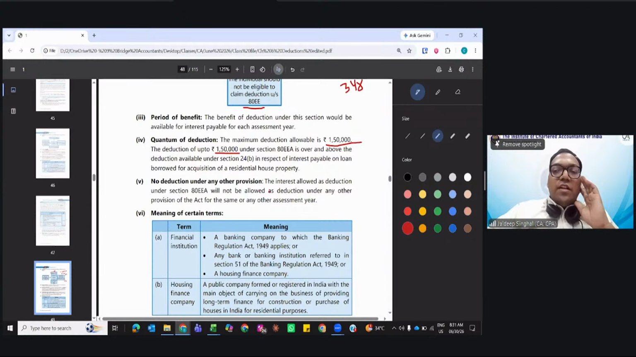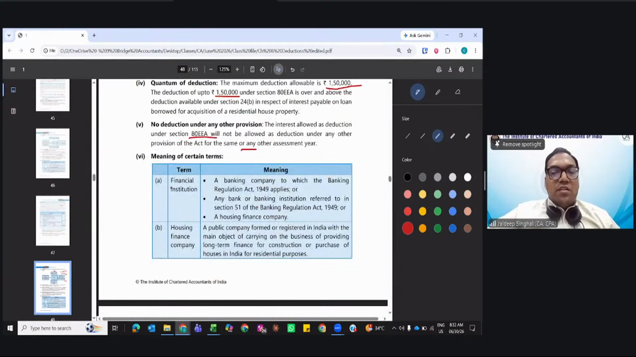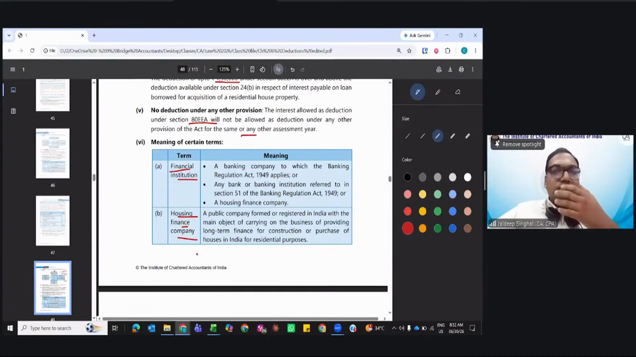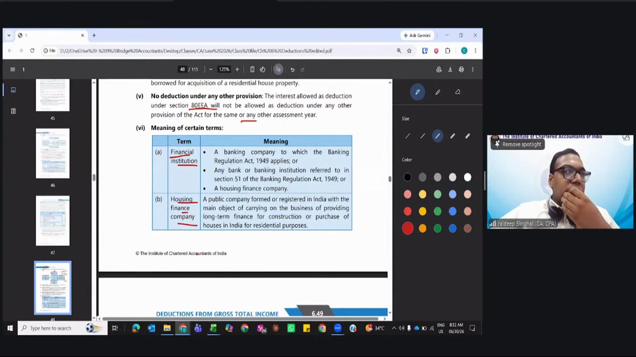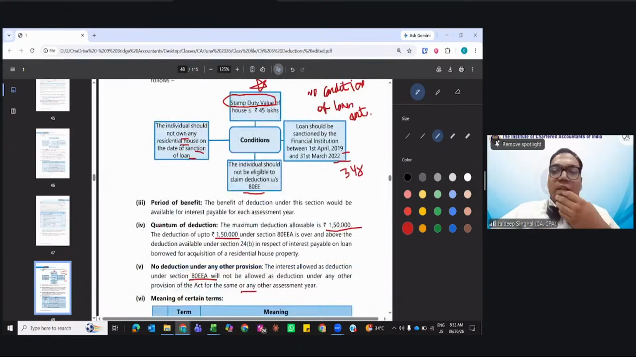Then, no deduction under any other provision. If you are claiming deduction under this section, there will be no deduction under any other provision. Same, the loan should be taken from a financial institution, including a housing company. 80EEA is for the years 2020-21 and 2021-22, right?